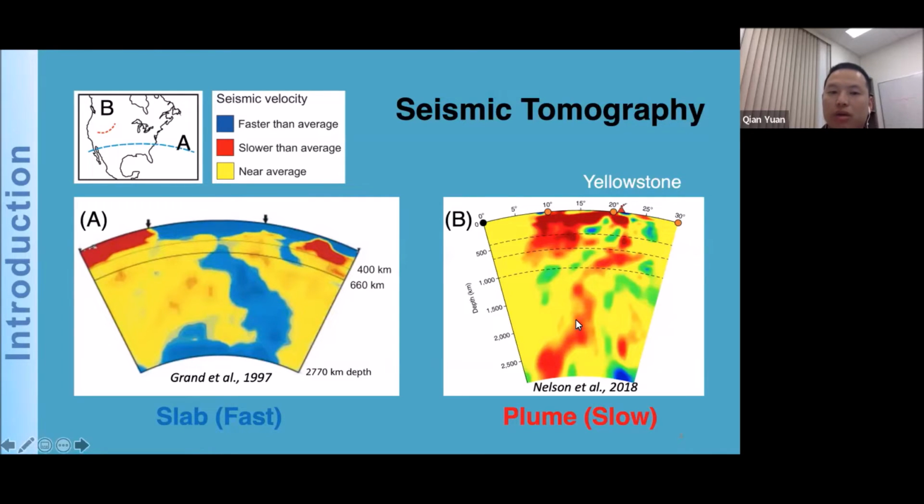This red color means the seismic velocity is slower than the reference, or slower than the background mantle. So the two most important things in seismic tomography are the blue structures and the red structures. Red means slower than the reference model, and blue means faster. This showed a regional study.